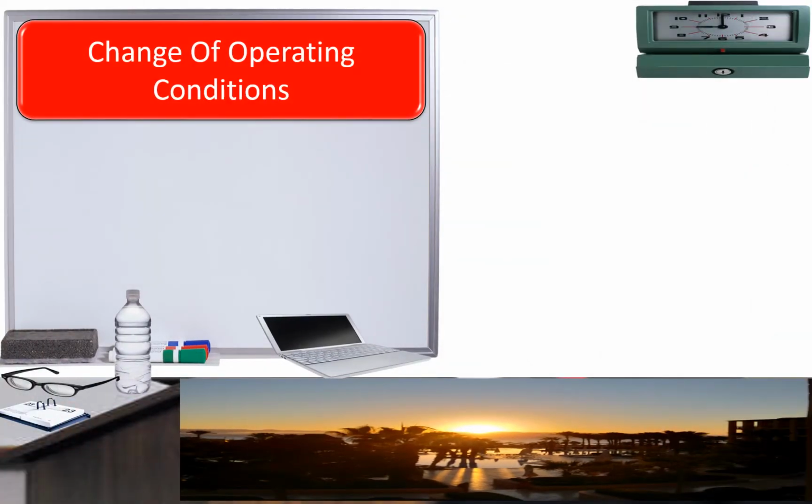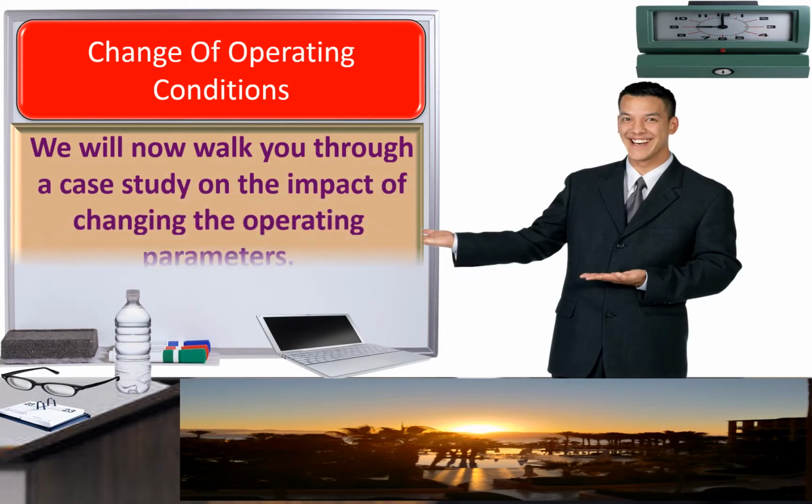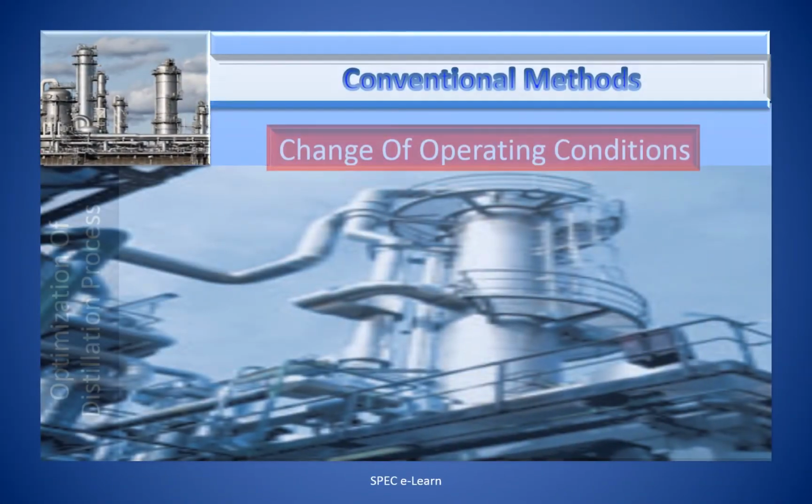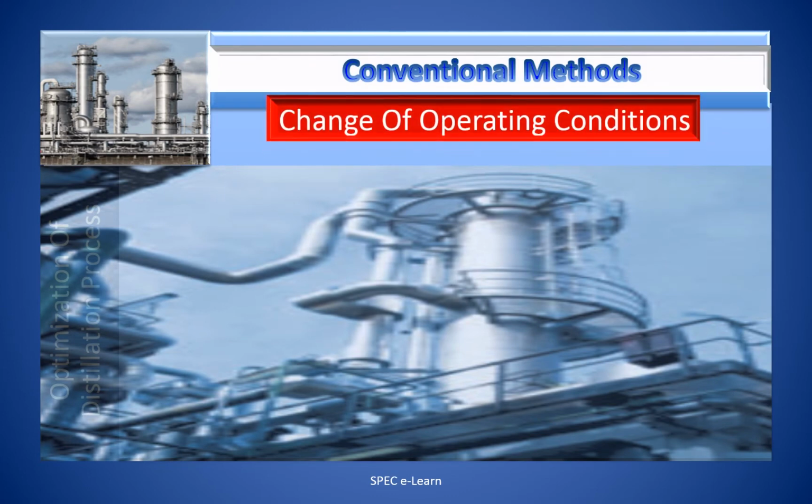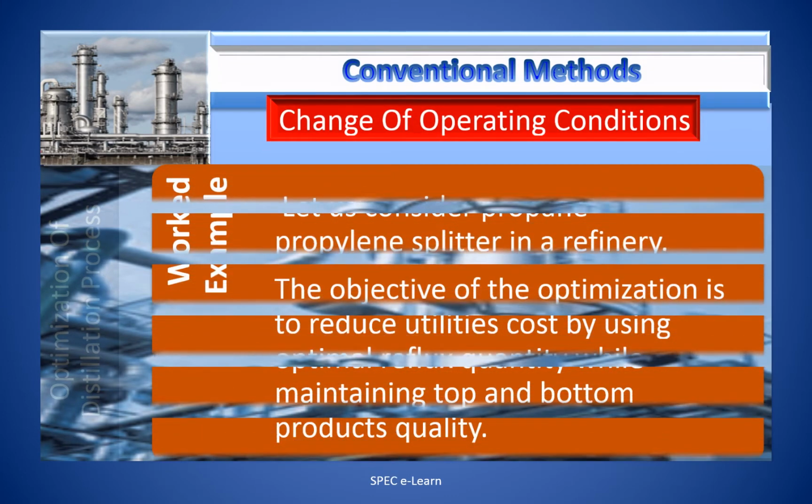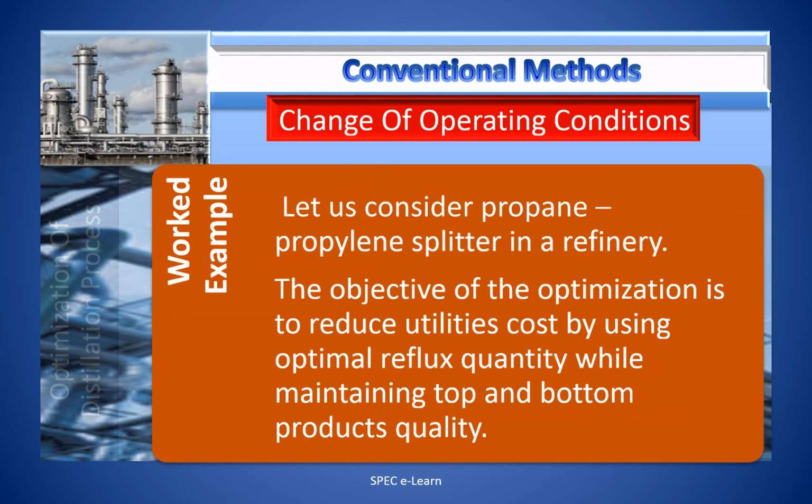We will now walk you through an exercise on the impact of changing operating parameters in the column. Let us consider a propane and propylene splitter in a refinery. The objective of the optimization is to reduce the utility cost by using optimal reflux quantity while maintaining top and bottom products quality.